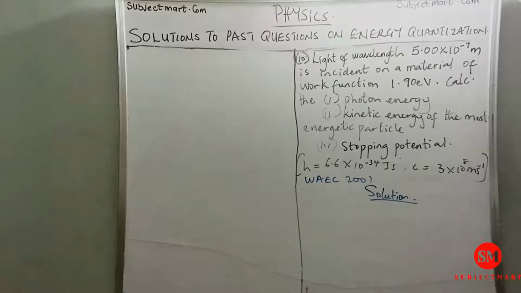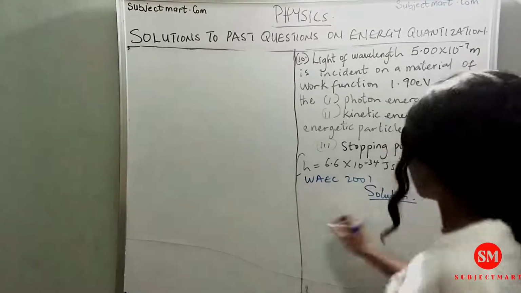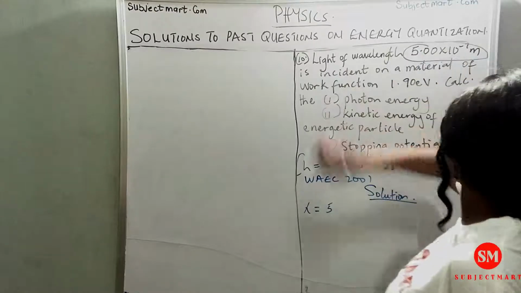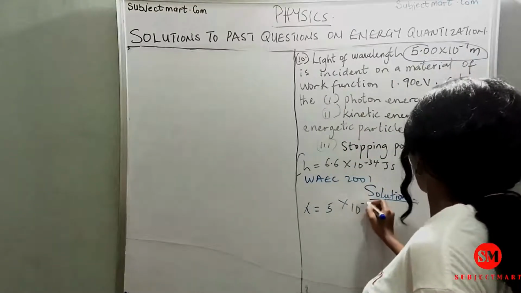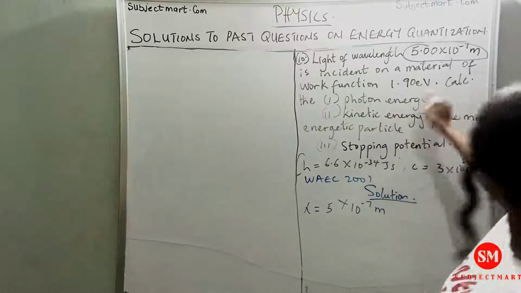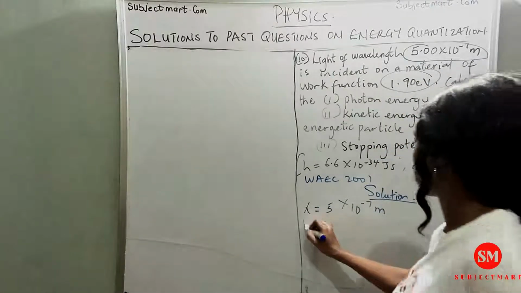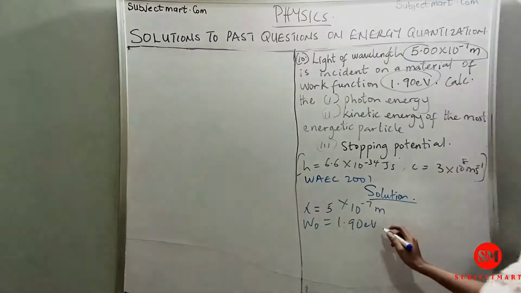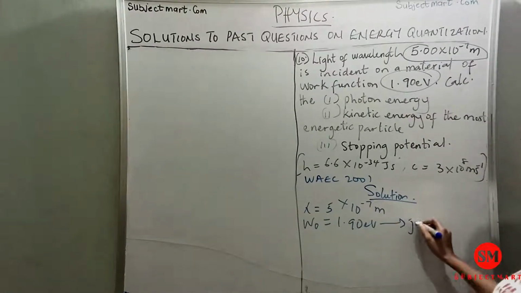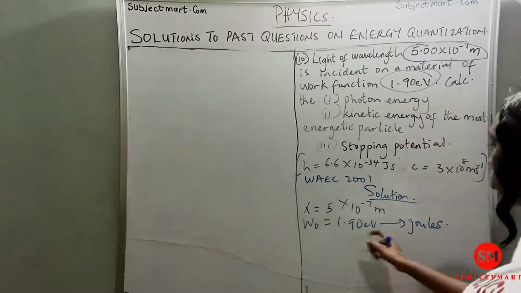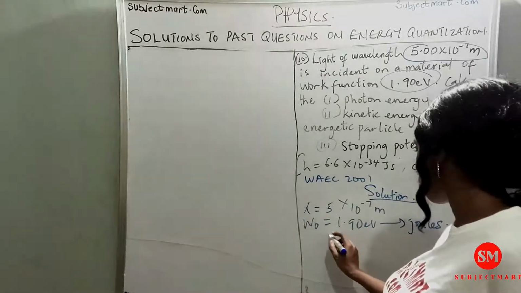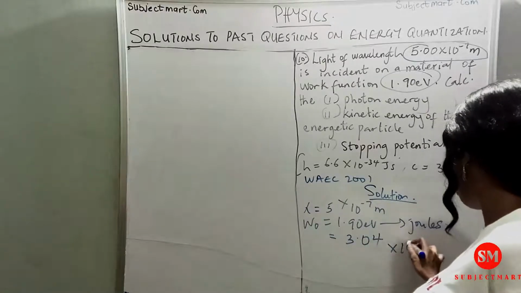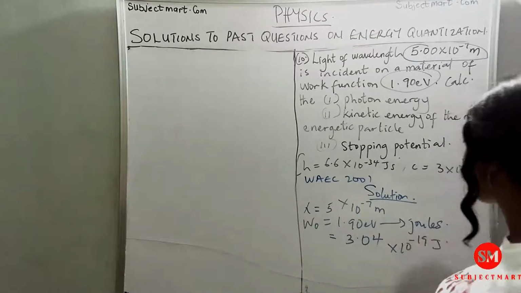Okay, so for the last question, the wavelength, which is lambda, is equals to this, and that's 5 times 10 raised to the power minus 7 meters. This is a work function. W naught is equals to 1.90 eV. Now, we need to convert this to joules. You multiply by 1.6 times 10 raised to the power minus 19, and that will give us 3.04 times 10 raised to the power minus 19 joules.